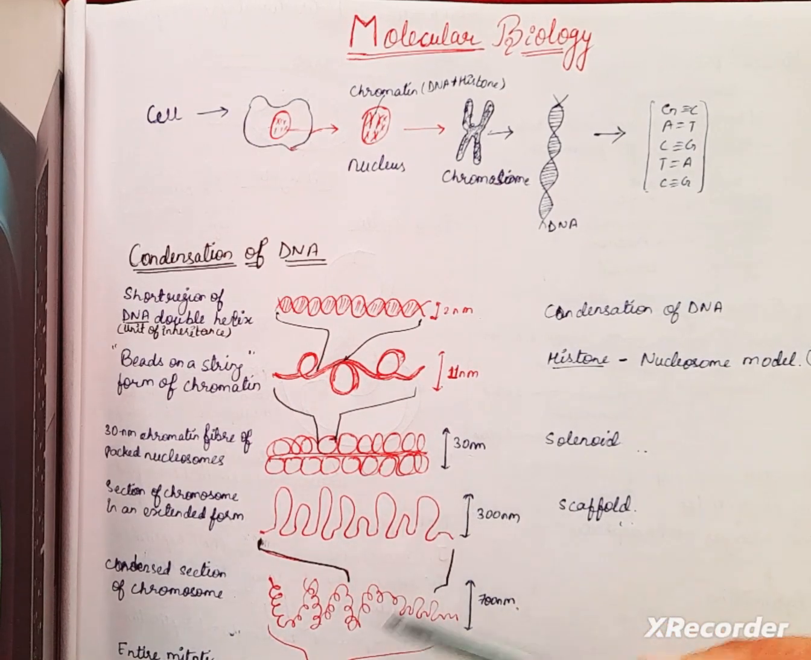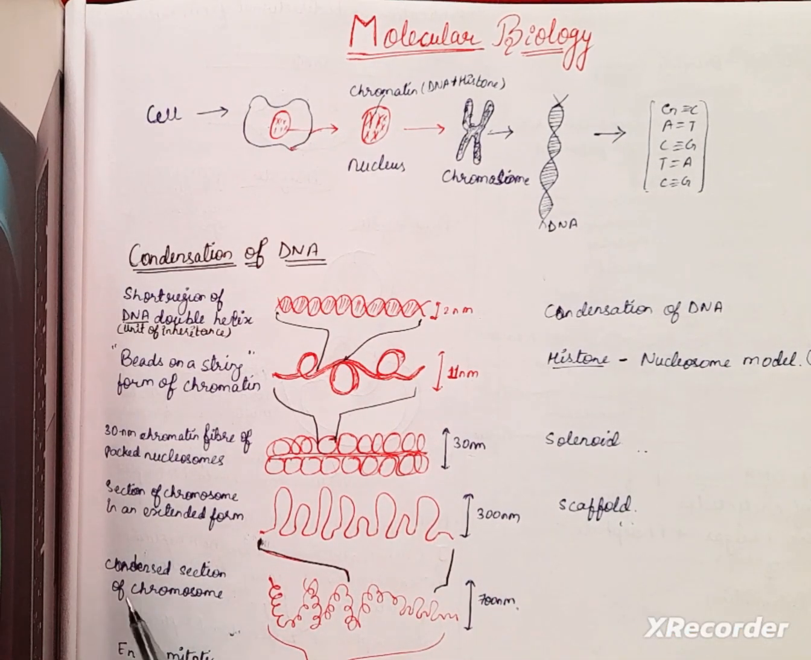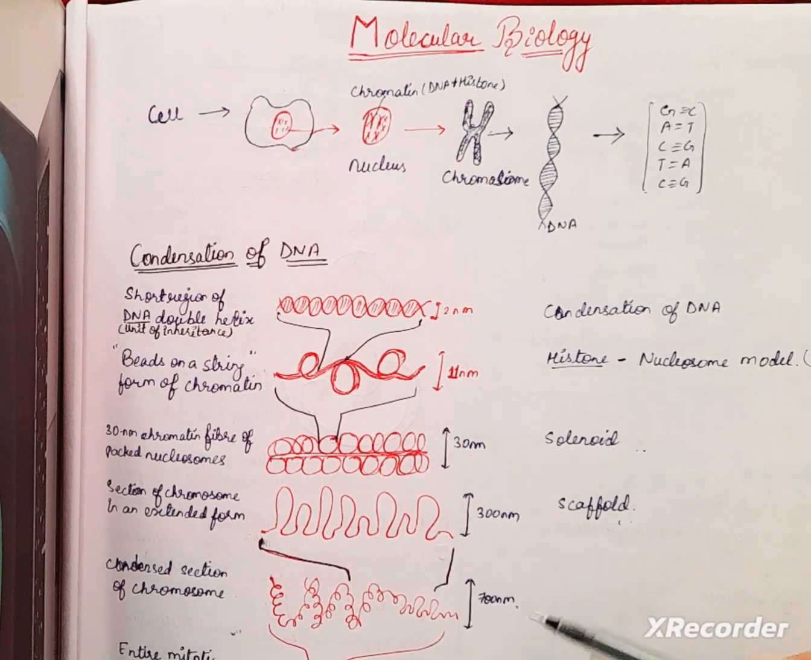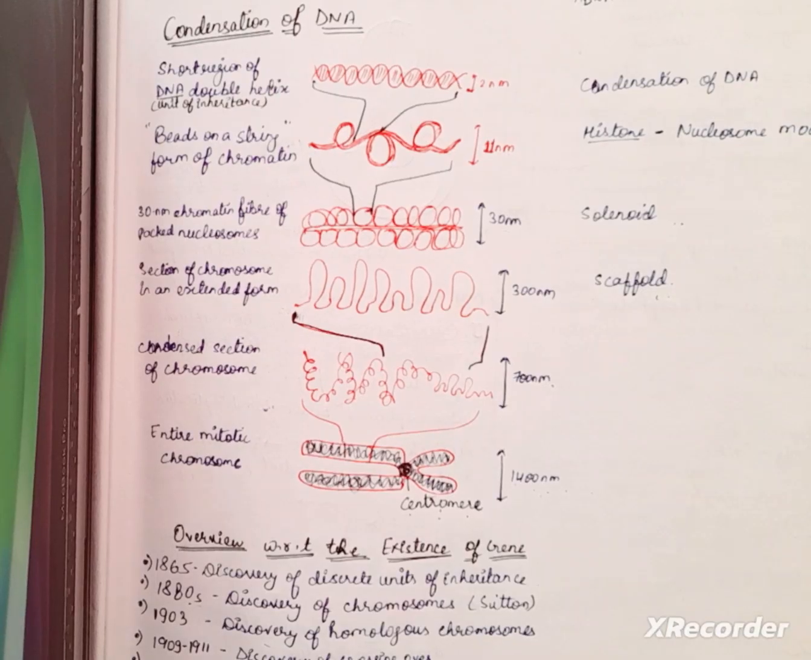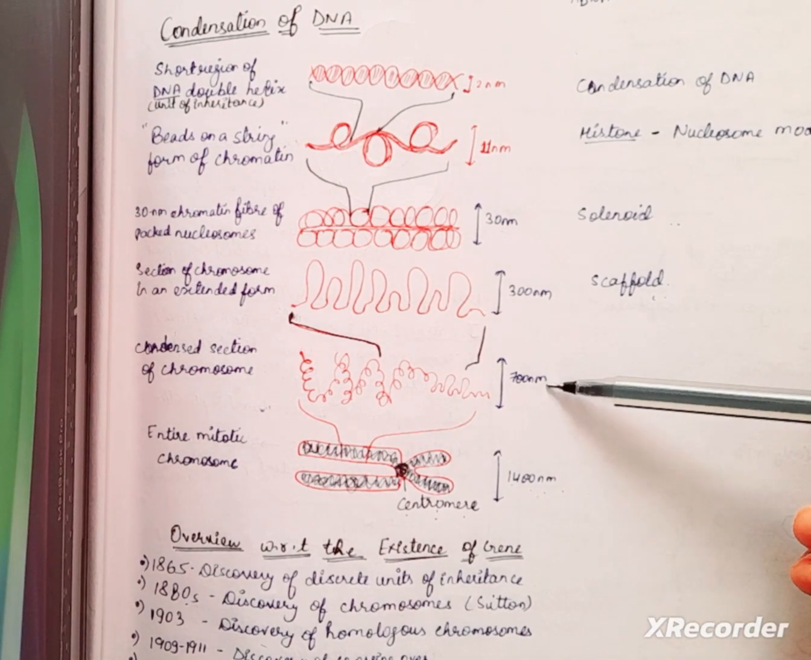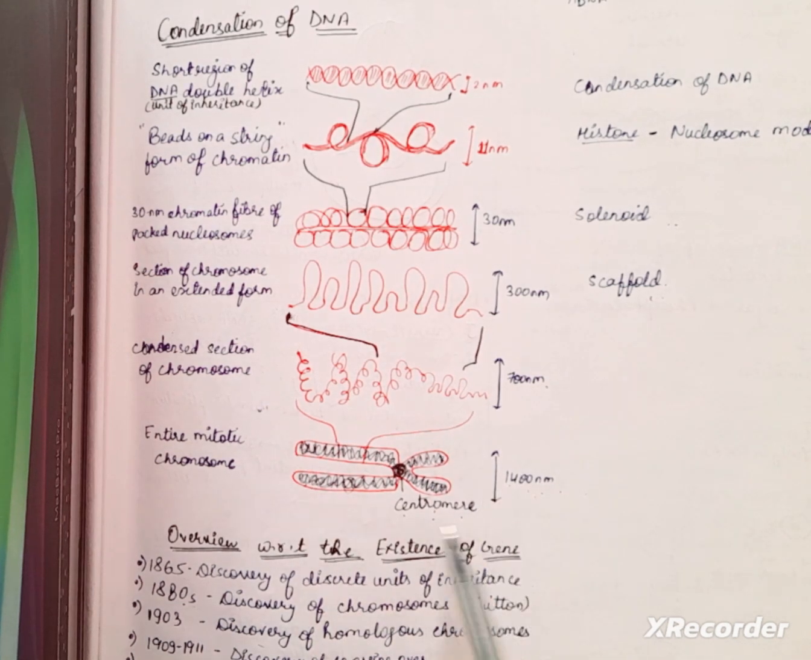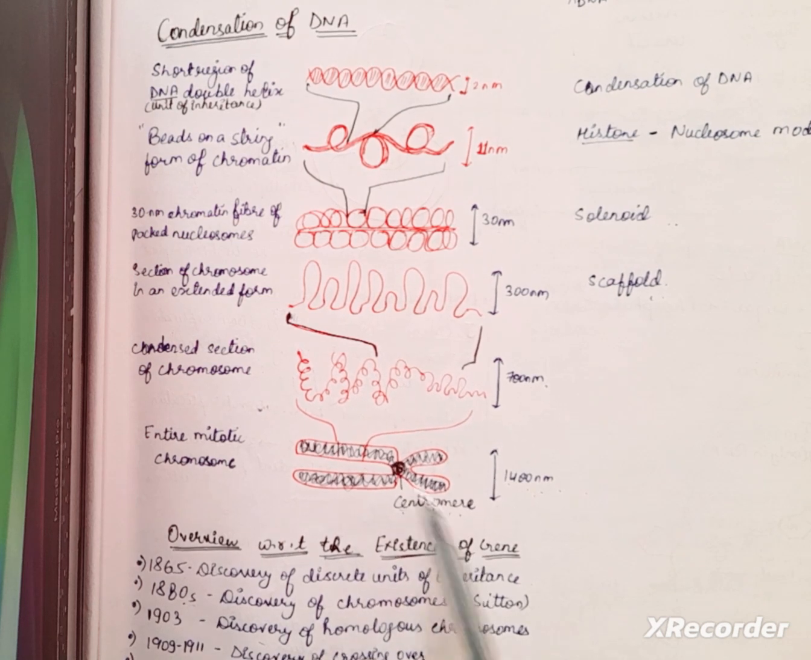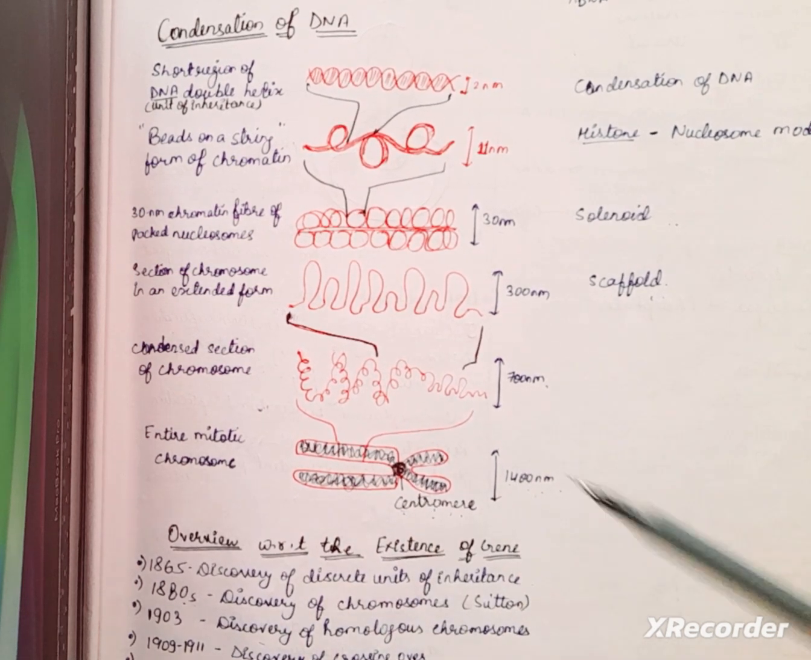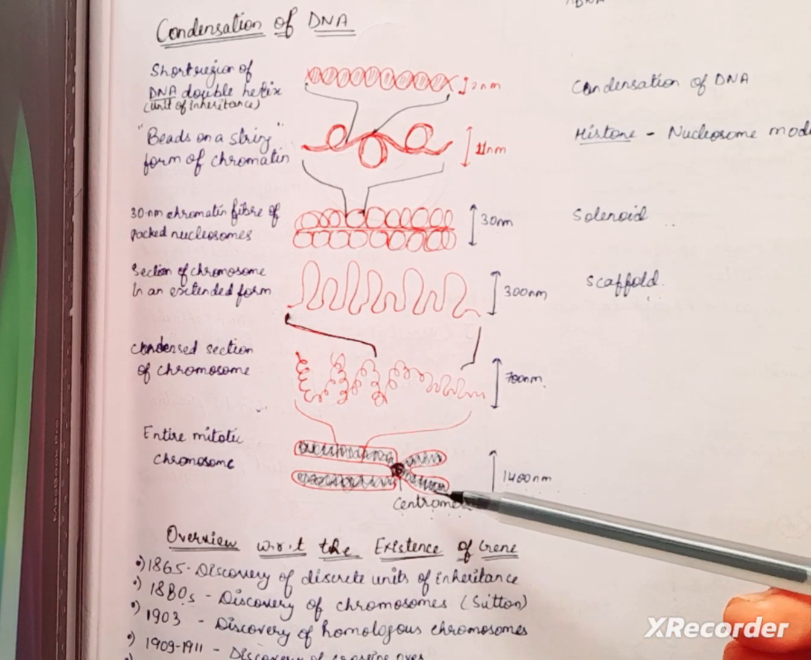When it condenses more, it forms a condensed section of chromosome like this, which has a 700 nanometer width. After this, we have the entire mitotic chromosome. In the center of this, the centromere is present, and its width is 1400 nanometer. It's the fully condensed form of DNA.